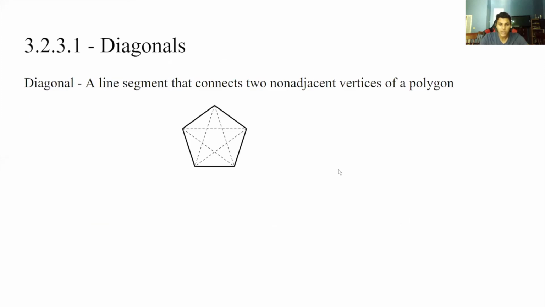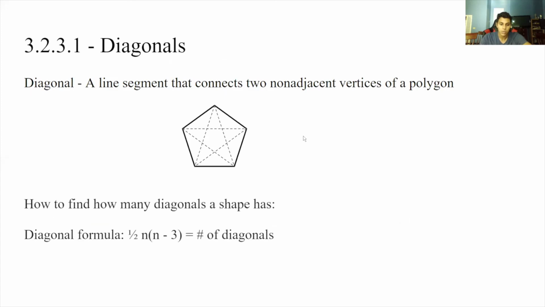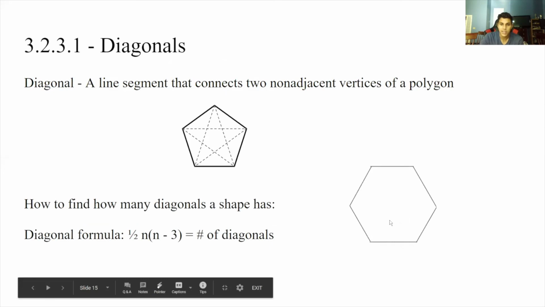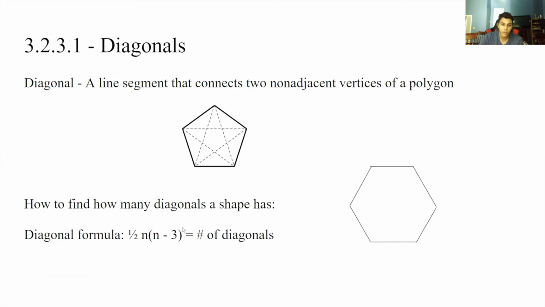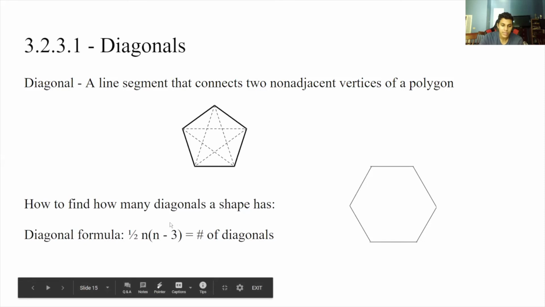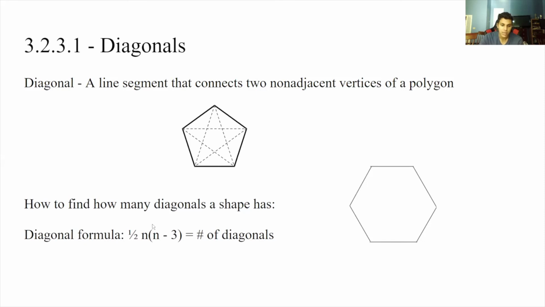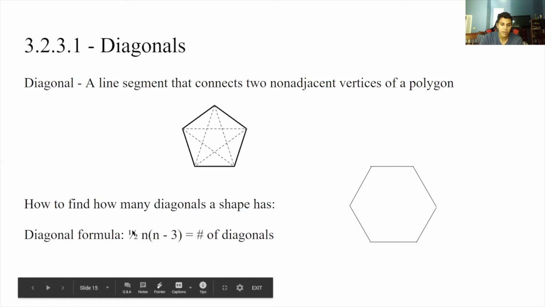And then finally, after that, we talked about diagonals, which are line segments that connect two non-adjacent vertices of a polygon. We learned the formula to find how many diagonals there are in a shape, which is 1/2 times n times n minus 3, where n is the amount of sides or amount of vertices in a shape. And then we used a hexagon as an example, found that it has 9 diagonals, and then I explained why this formula works, because we're multiplying how many diagonals each vertex can create, multiplied by the amount of vertices, multiplied by 1/2, to account for diagonals that were already created.